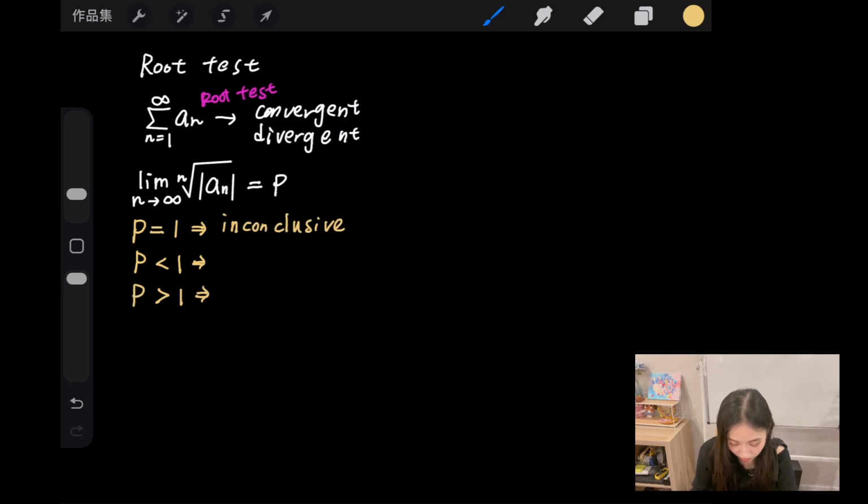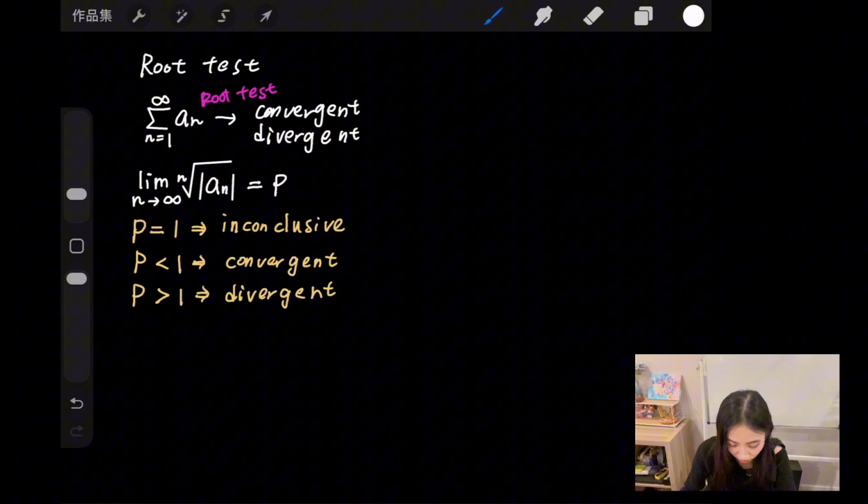When p equals 1, it's inconclusive. So if p is less than 1, then that means it converges. And if p is greater than 1, it means divergent. This part is very similar to the ratio test. If you forgot, I will write it down here.